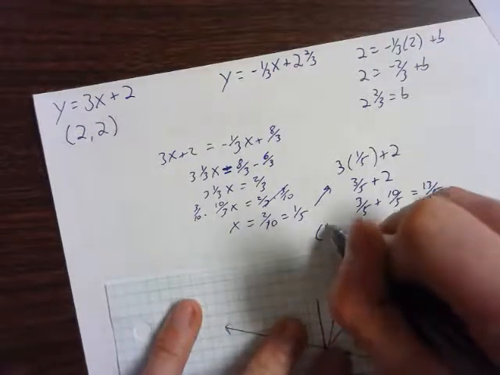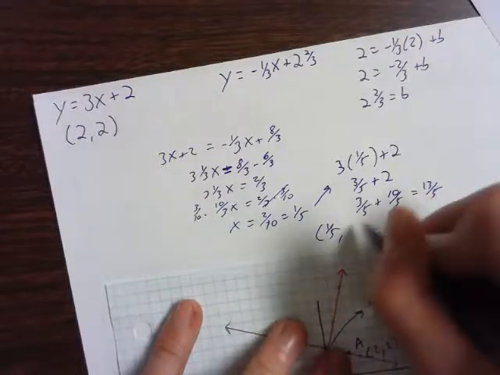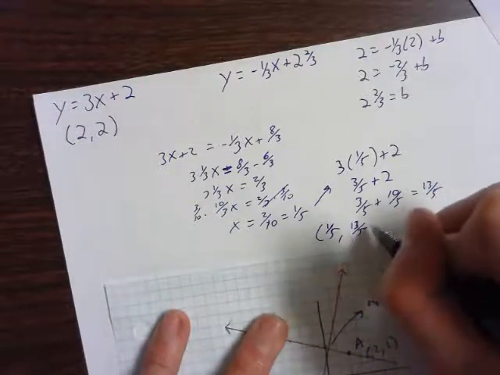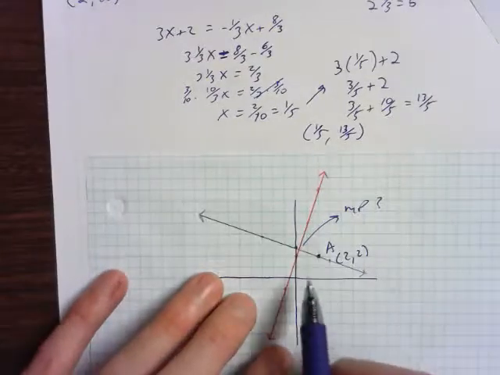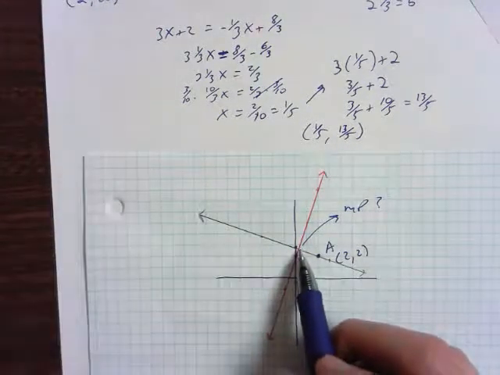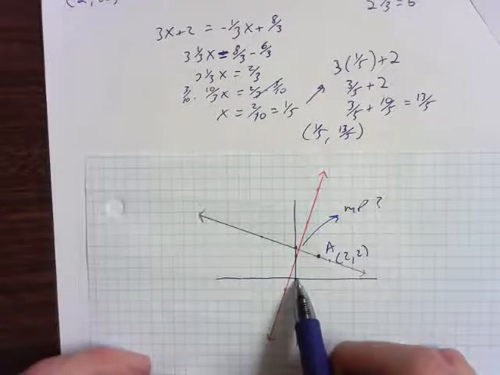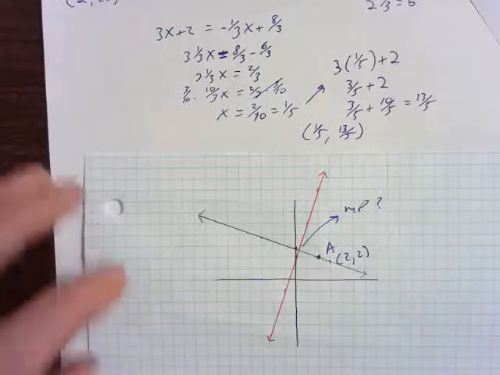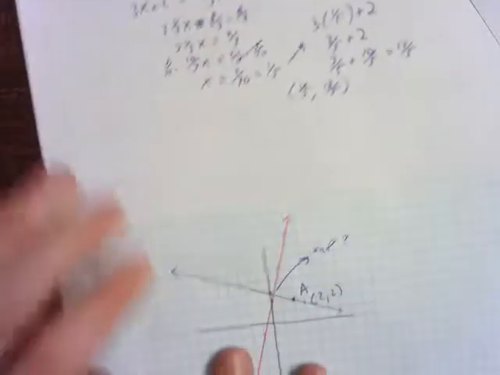So my midpoint is at 1/5, 13/5. And if we look at my graph, that looks about correct. So remember, 13/5 is going to be between 2 and 3. And 1/5 is right past 0 there. So I have my midpoint.